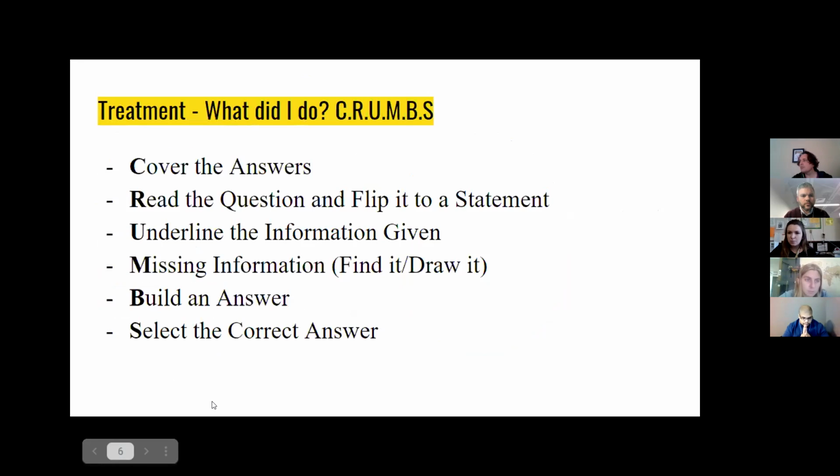So what did I do? In my class, I used something slightly different than crumbs. I did a question dissection. What was different is that in my class, we don't build an answer. So this step of building the answer would have been new. I decided to implement that and focus on building an answer to help students select the correct answer for the multiple choice.